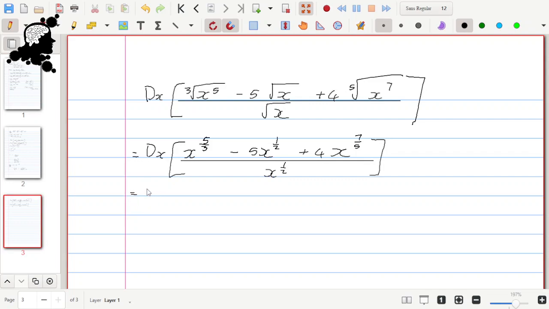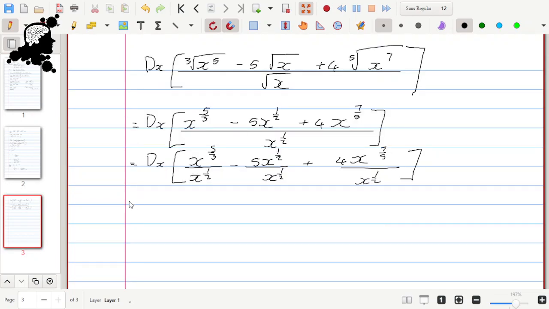with the same denominator. So this is dx into x to the power 5 over 3 minus x to the power a half minus 5x to the power 1 over 2 divided by x to the power 1 over 2 plus 4x to the power 7 over 5 divided by x to the power 1 over 2.